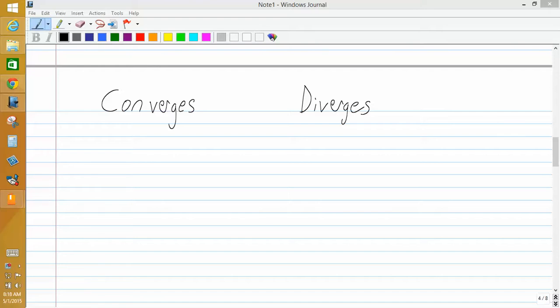Alright, so let's work out an improper integral and tell if the integral converges or diverges. So let's look at the integral of 6 over x to the 4th dx from 1 to infinity.